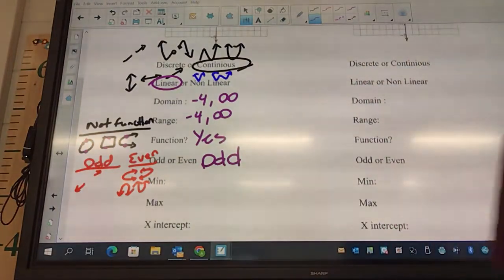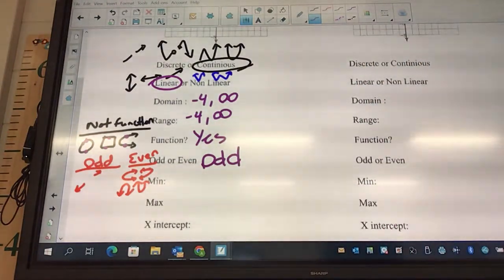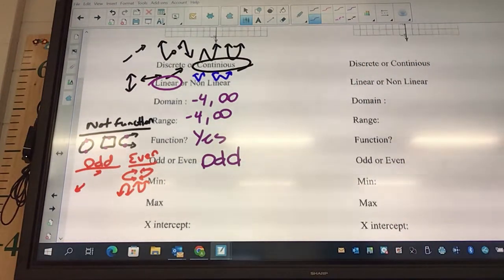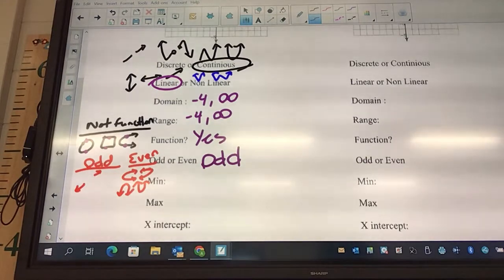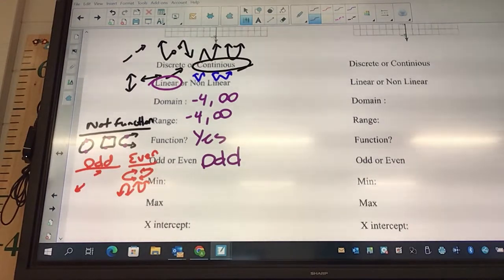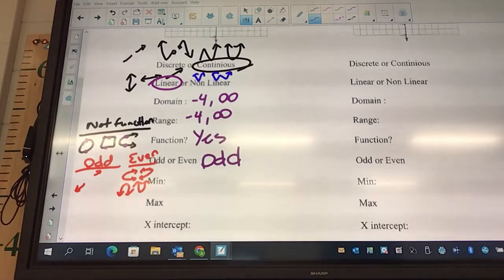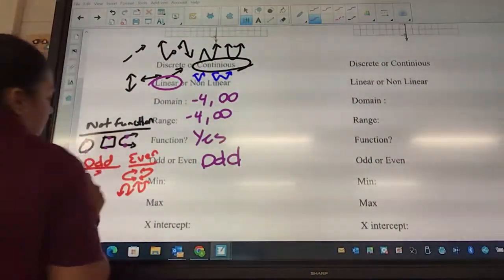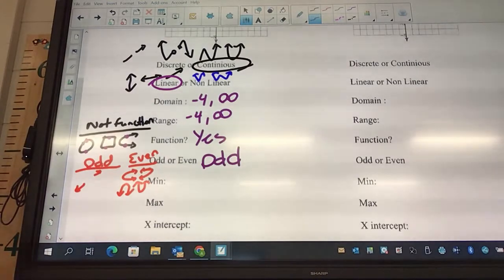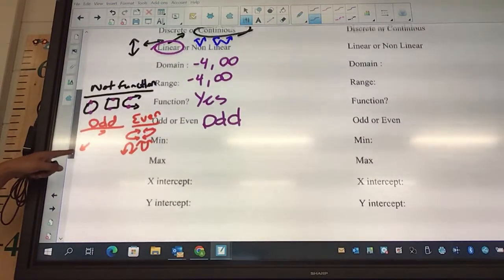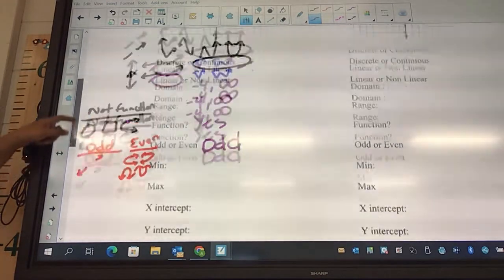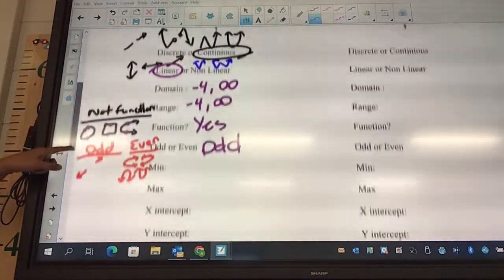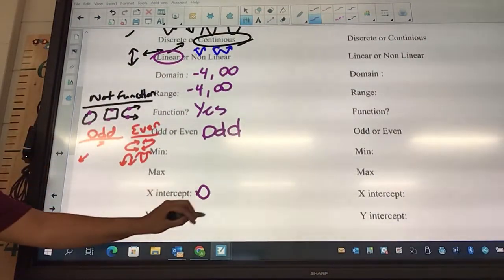Okay, min, max. The bottom is min, right? Is there any letters on anything? No, there's not. So there's no min or maxes that I told you to look at. The intersection is 0. But for future reference, the min is the bottom. It's going to be a lower point. Okay, x-intercept. 0. Good. And y is 0.